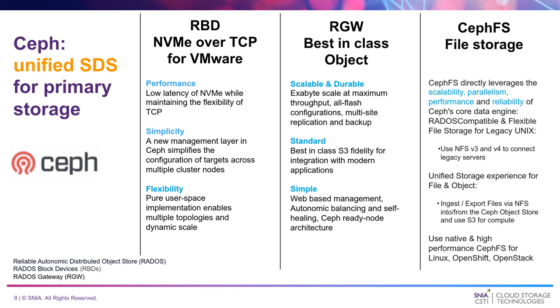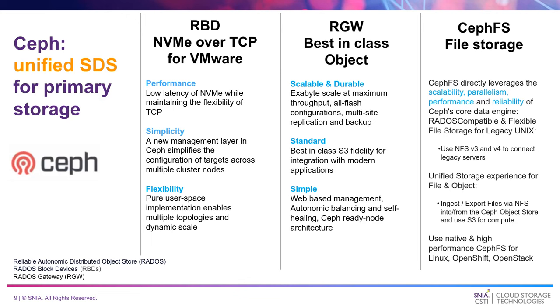It's the same system, a consistent architecture across block, files, and objects, and has a very [unclear] investments to focus on the block storage, which is RBD, the object storage RGW, and file storage called CephFS. So let's talk about the block storage first. Traditionally, Ceph is very good at OpenStack and OpenShift.